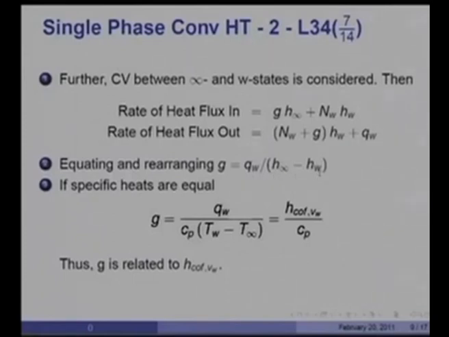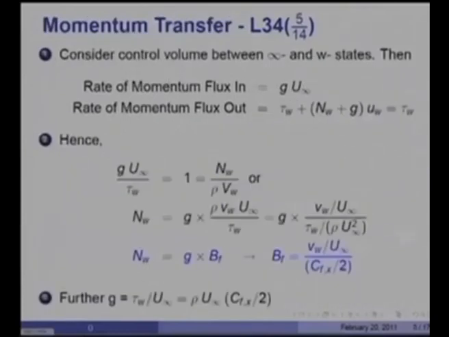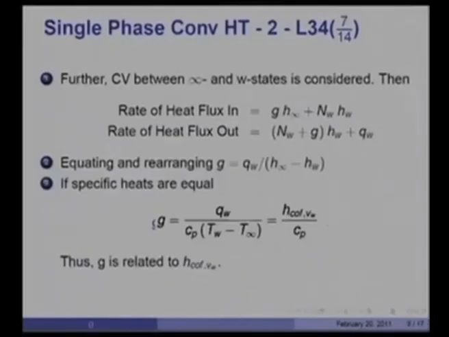If specific heats are equal in the infinity and W states, then G would be simply Q_wall divided by C_p (T_infinity minus T_W). And as you know, this would be simply minus h_cof V_W by C_p. Therefore, G is indeed related to the heat transfer coefficient in the presence of suction and blowing. That is what single phase convective heat transfer shows. Convective momentum transfer shows that G is equal to rho u_infinity C_f,x by 2, and here h_cof is equal to the.